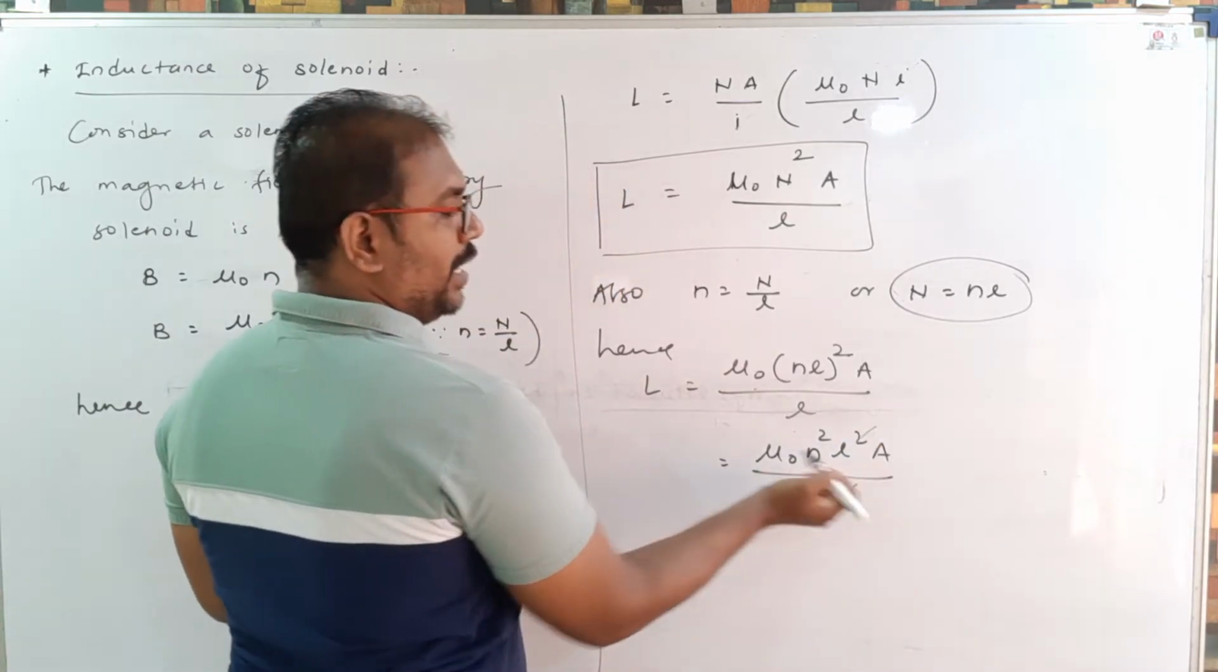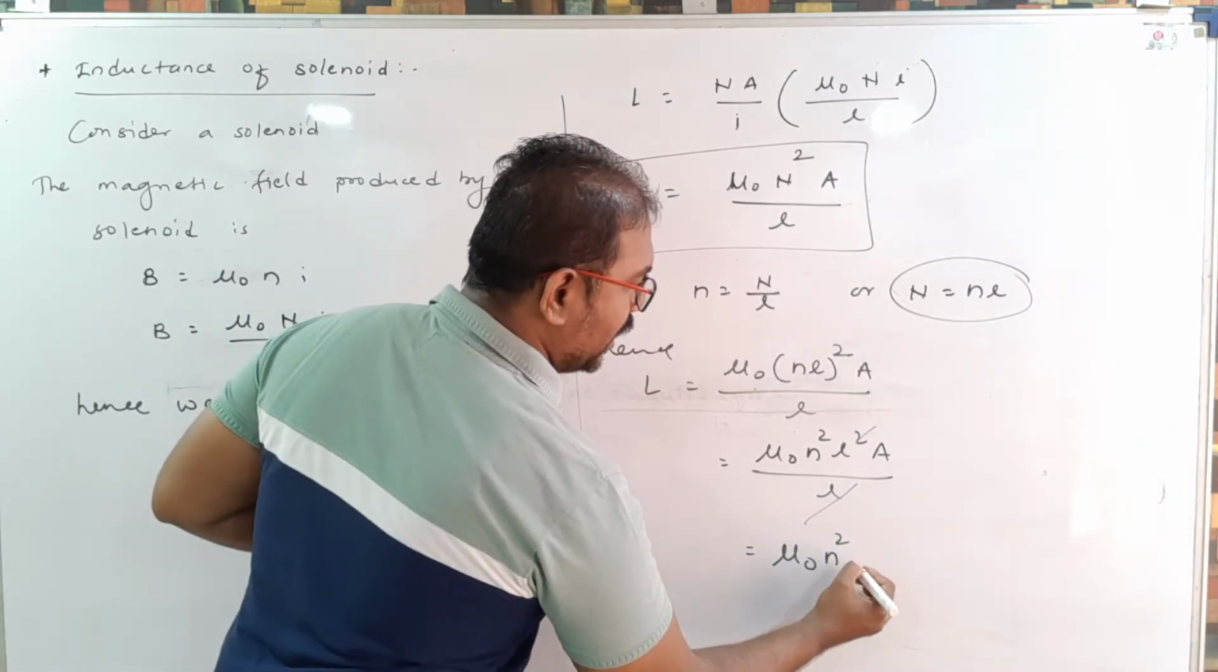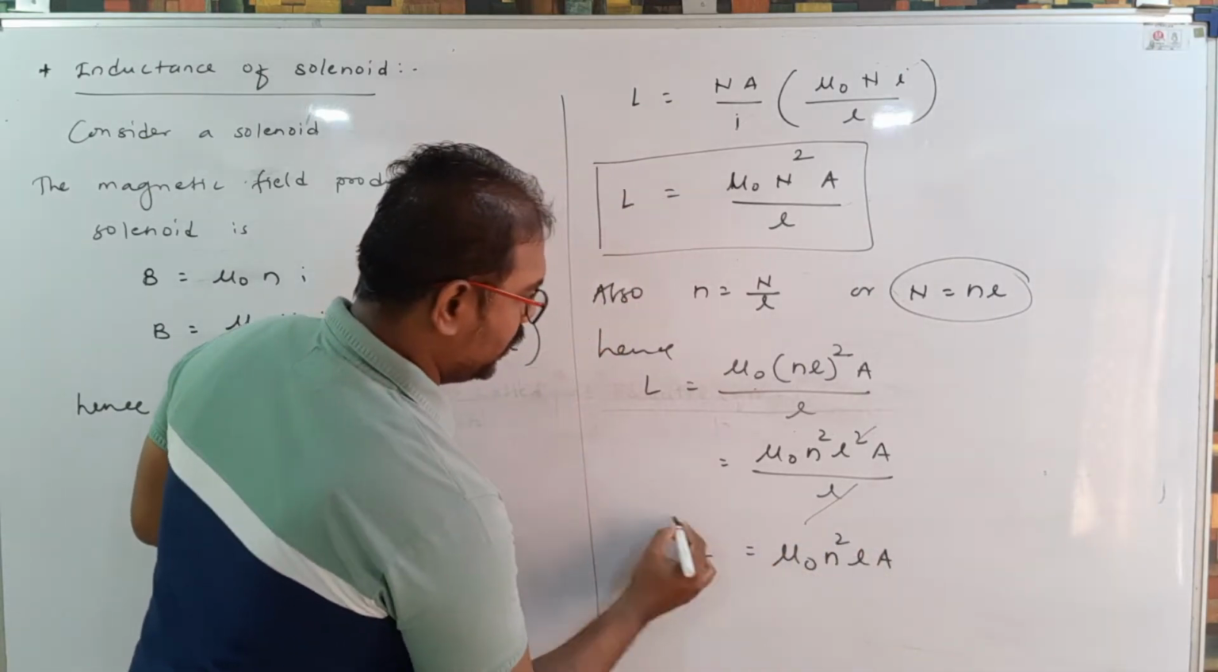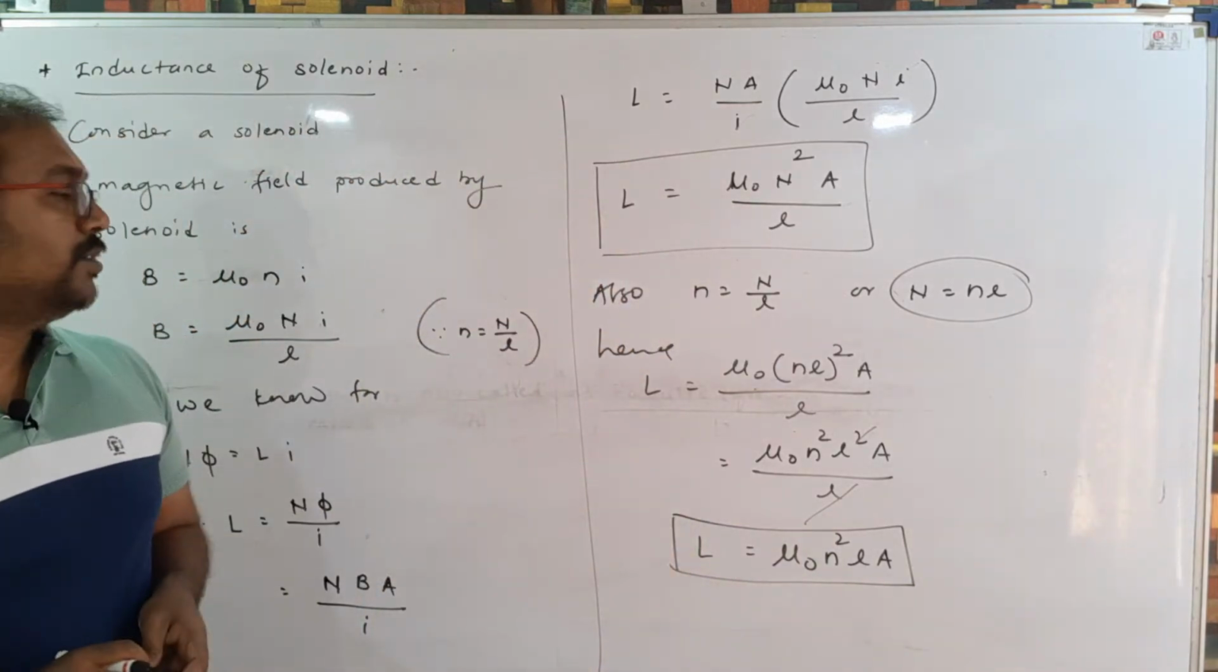This L and 1 L from L square get cancelled. So we get mu 0 N square L into A. So this is the formula. This is also a formula for the inductance of a solenoid.